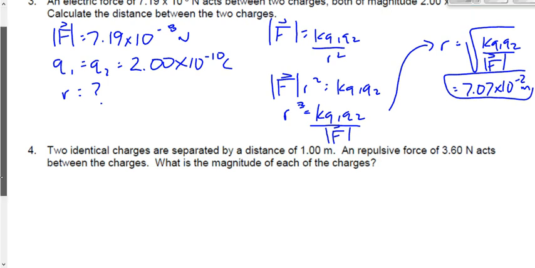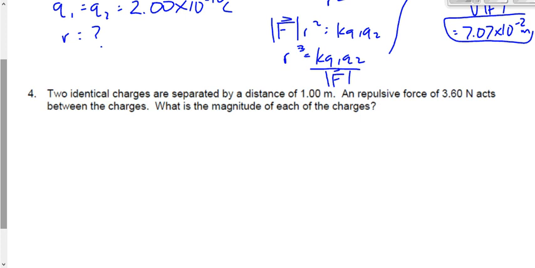Number 4 says two identical charges are separated by a distance of 1 meter. Here's a repulsive force. What's the magnitude of each charge? This is a tricky one. How many people think they got this one? I gave you the answers. How many people did get this one? Good. Not bad at all. This is a tough question.